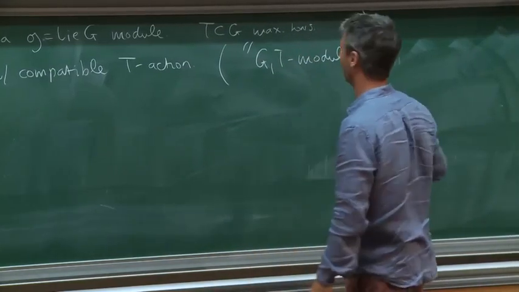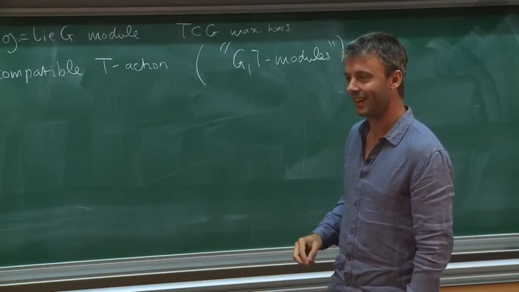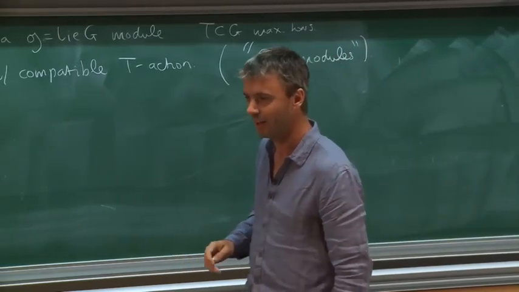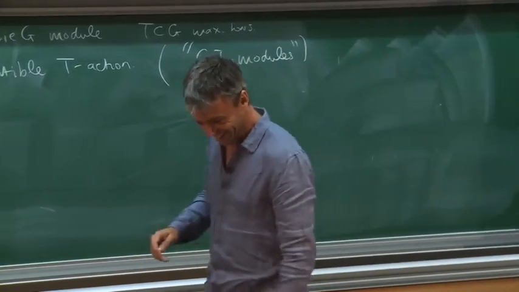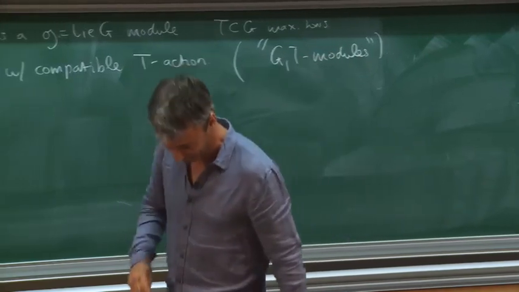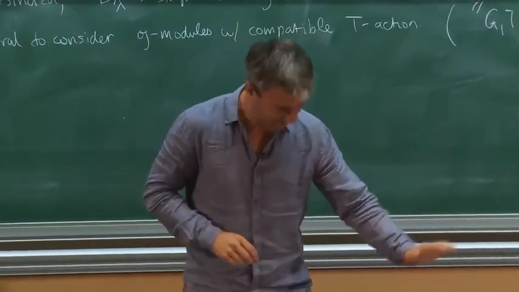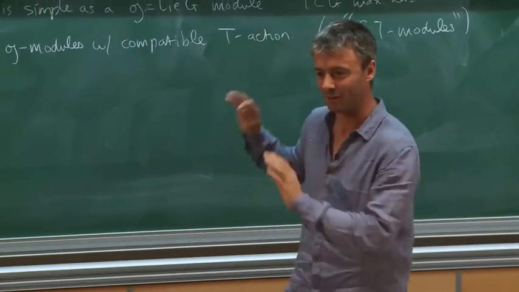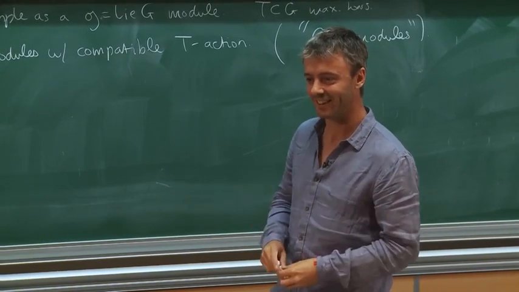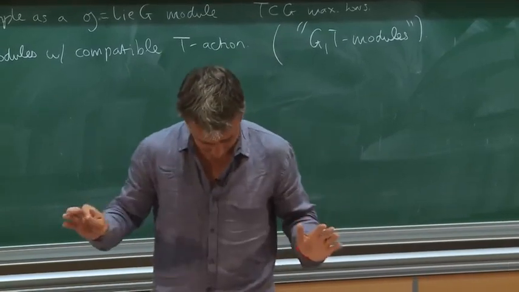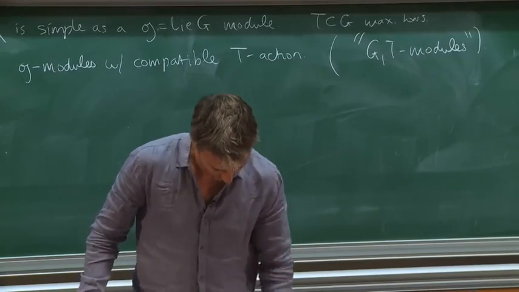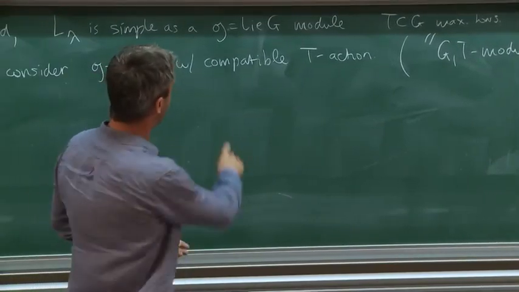It's like GK modules, where the algebra is of characteristic p. If you're used to thinking about characteristic zero, which I guess is less normal in this audience, then you should be aware that there's a big difference between the big G modules and little G modules, between algebraic group modules and Lie algebra modules. Characteristic zero is essentially the same. But here there's a big difference, though for simple modules, there's essentially no difference. And so this is the world of G1T modules.